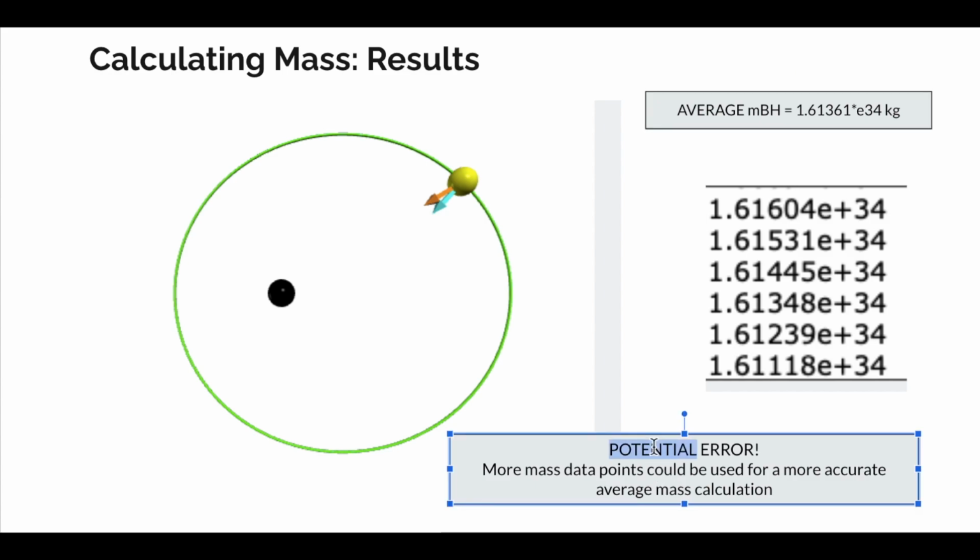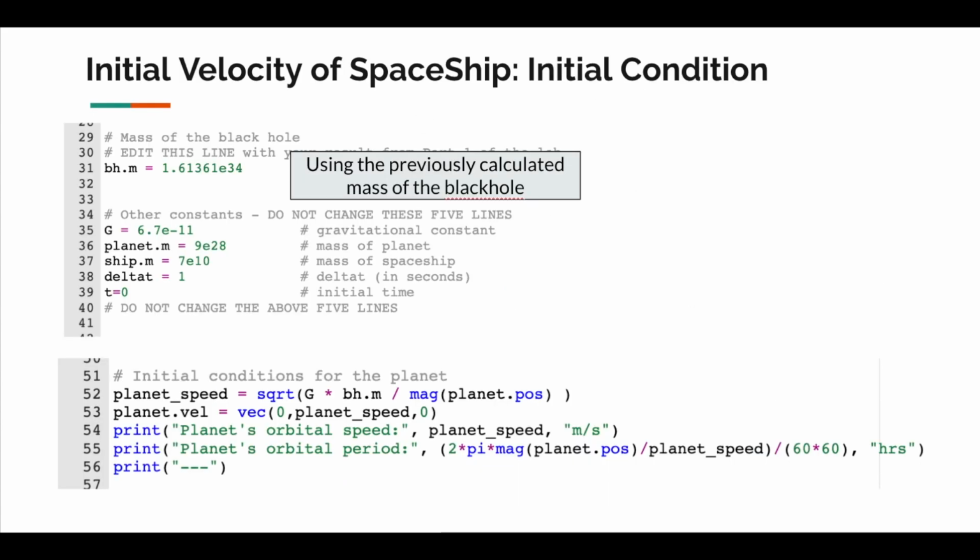Of course, this could cause a potential error, as more data points could have been used, but I went with the scientifically recommended amount, 6 data points, and took the average because otherwise it would have been way too long. So here's our mass, and now moving on to the second part, where we're calculating the initial velocity of a spaceship. We've entered the mass that we just found into this different variable, bh.m, and we have these other given conditions, then the initial conditions for the speed and the planet velocity.